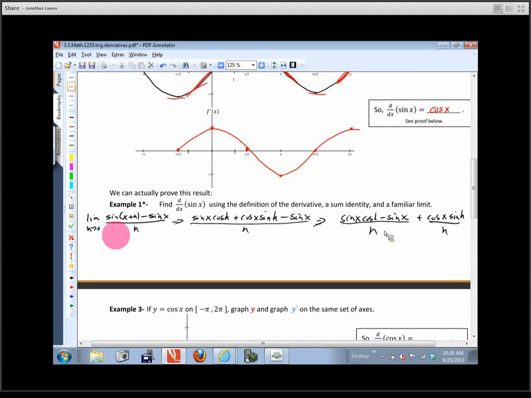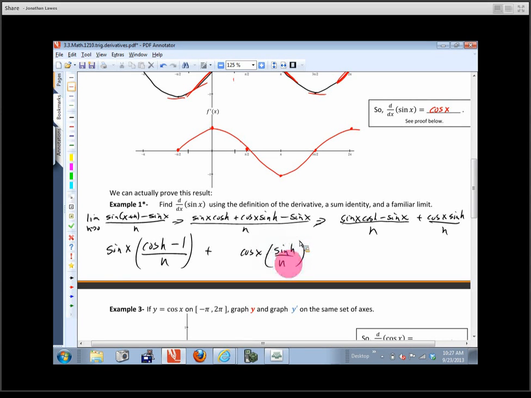Factor out the sine of x. So I'm going to write the sine of x here, and then I'm going to write down what I'm left with, and this should look familiar. Then I'm going to write this one here, but I'm not going to write it down that way. And notice how I'm saving some space here to write some other stuff. I'm going to write this down as, tell me what I'm going to write. Cosine of x times sine of h over h.